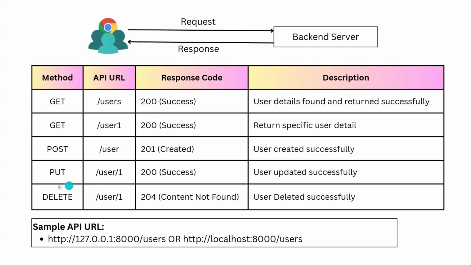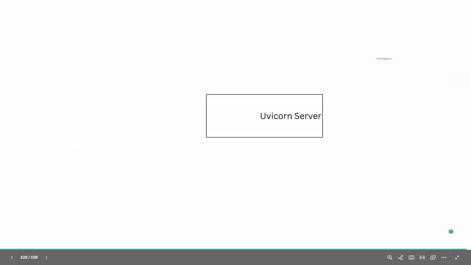Similar to that, if you're deleting something, you are saying delete the user having ID 1. It will delete the user and it will return 204, which says no content, because that particular content got deleted. And this is how the API works.